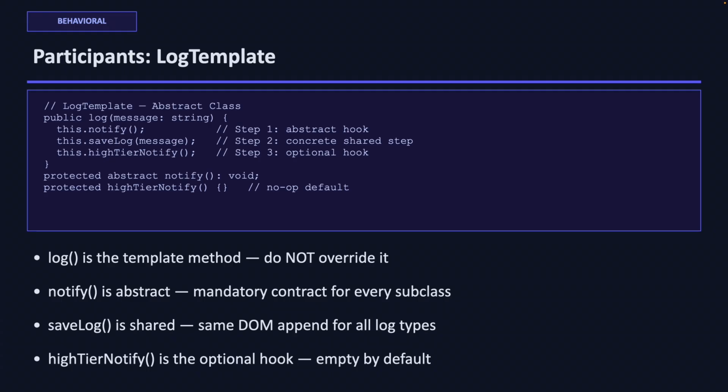The save log method is a concrete step implemented right here in this base class. It creates a DOM list item and appends the message to the log panel. Every log type shares this exact implementation, so there's no duplicate. They all use this save log.